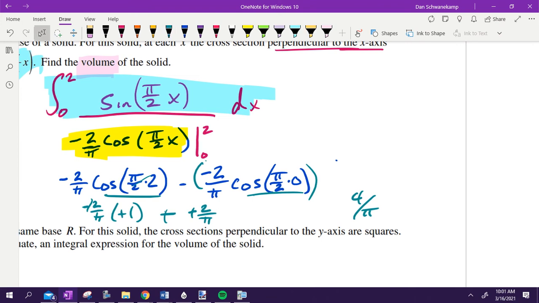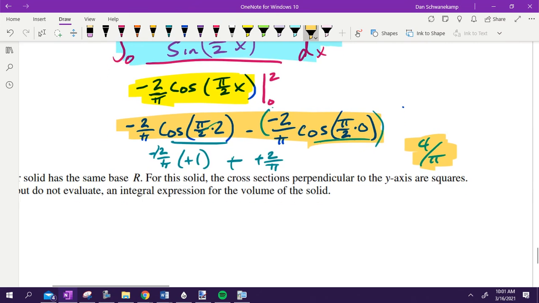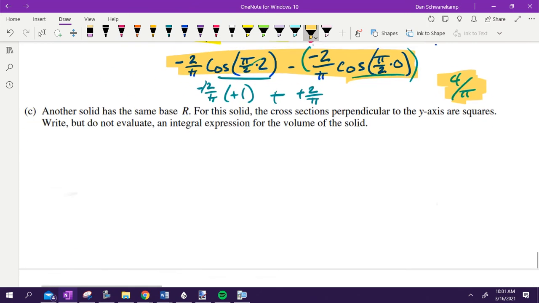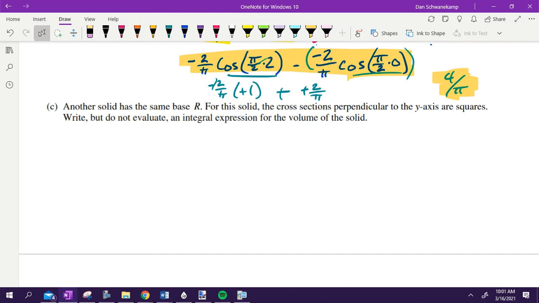Questions there? 1 point for the blue, 1 point for the yellow, and then 1 point for the plugging in, which would be this right here, which you could simplify to 4 over pi, or you could just leave it. That one's the tough part. We good? I would say the third one might be the easiest part if you know what you're doing.